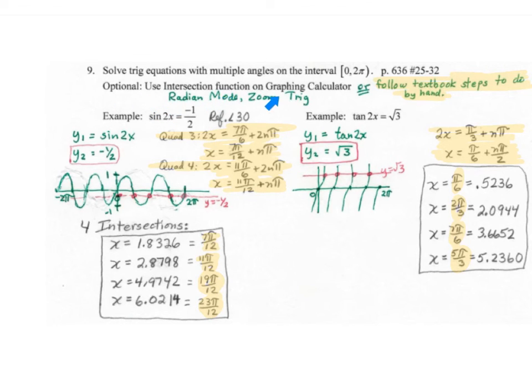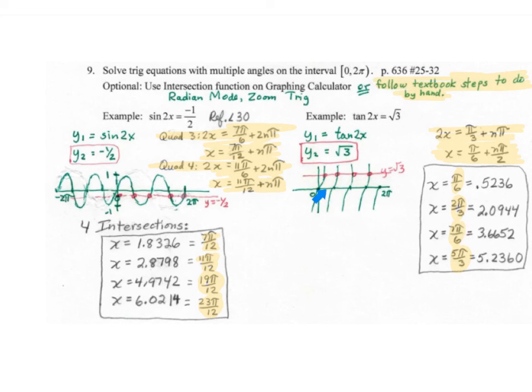Once again, radian mode, zoom trig. The left side of the equation is y1, the right side of the equation is y2, and then you will see this is sine of 2x, the green here, and y equals negative 1/2 is the red line, and wherever they intersect will be an answer which equals the exact values by the textbook method.